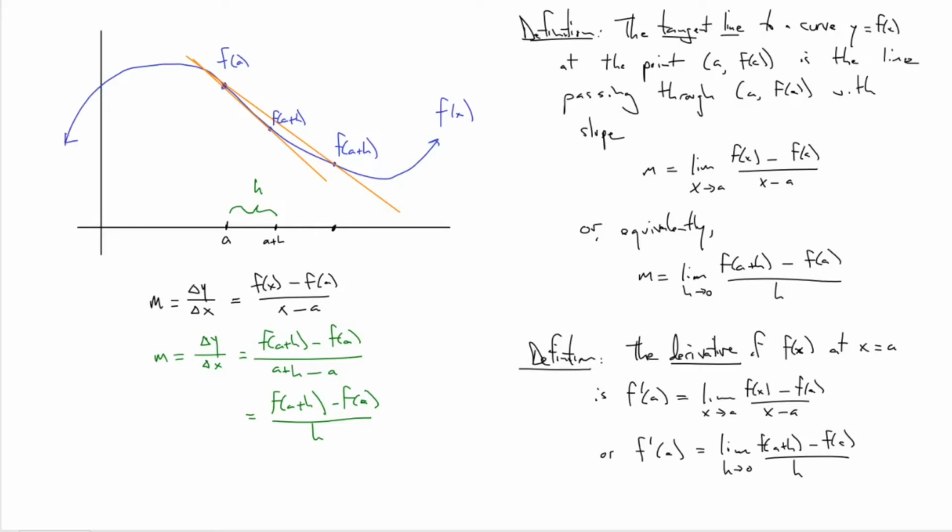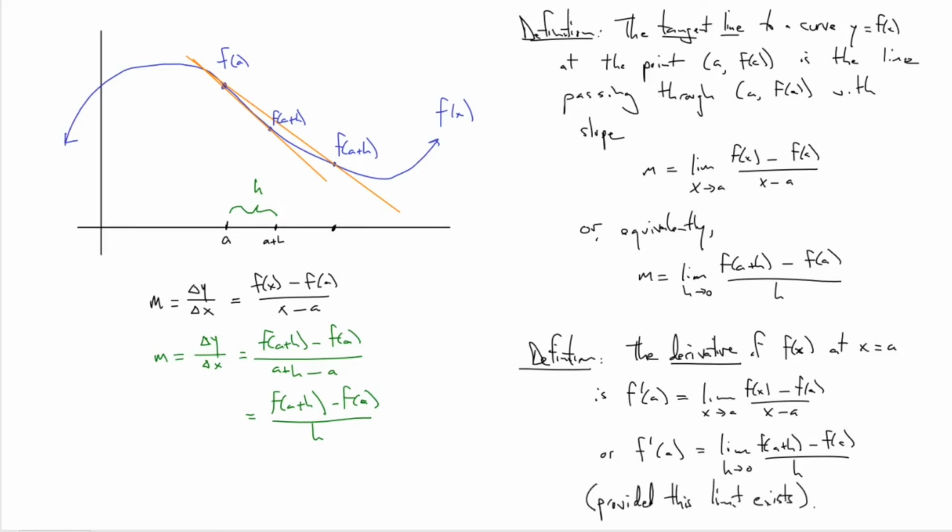And the notation is f prime of a, that little tick mark, we say prime. So f prime of a is either the limit as x approaches a of f of x minus f of a all over x minus a, or it's the limit as h approaches 0 of f of a plus h minus f of a all over h. Both of these give you the slope of a tangent line to the curve y equals f of x at the point a, f of a.